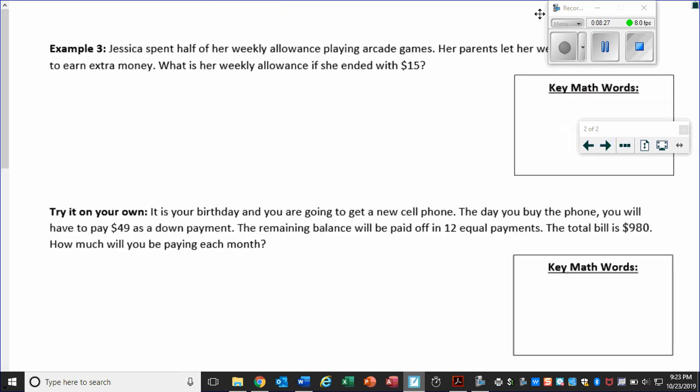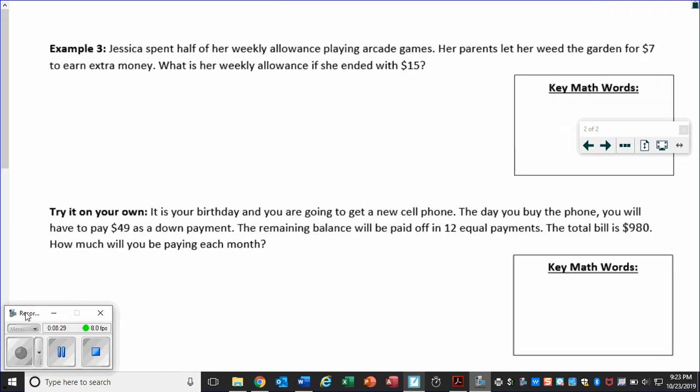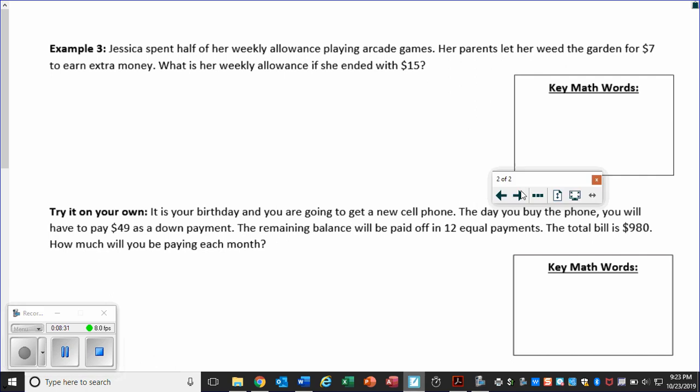Alright, example 3. Ooh, I should move all the stuff out of the way. Move it down and move it down. Jessica spent half of her weekly allowance playing arcade games. Her parents let her weed the garden for $7 to earn extra money. What is her weekly allowance if she ended with $15?